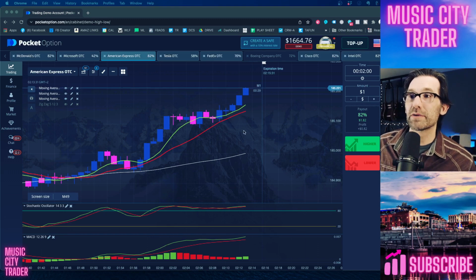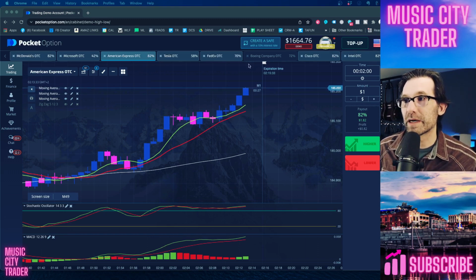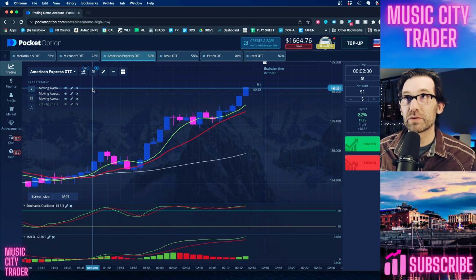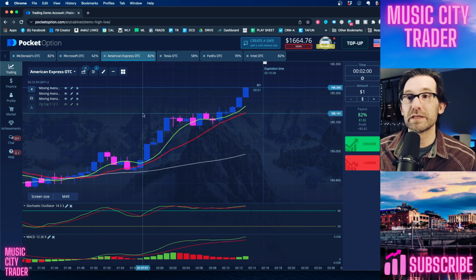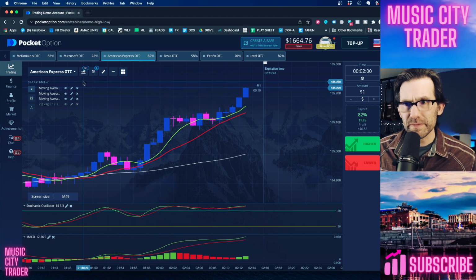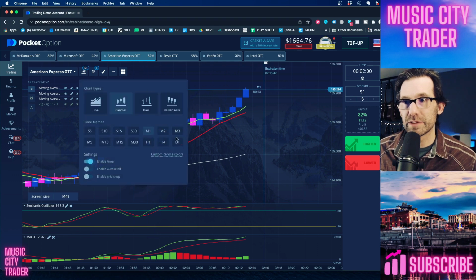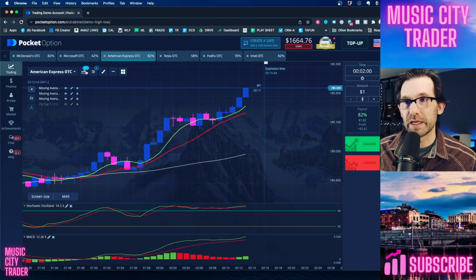So I'm going to log right in here to my demo account on Pocket Option and show you the indicators. This will be in the notes. You'll have notes for the course, so you can set this up and you don't have to write every single little thing down. But you will have to set your candles to 1 minute.